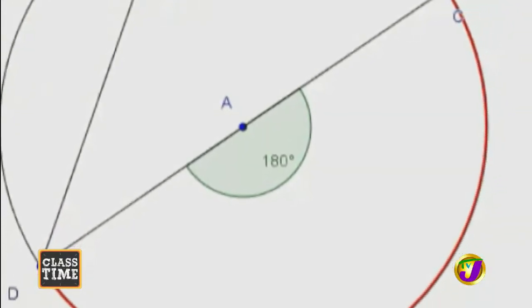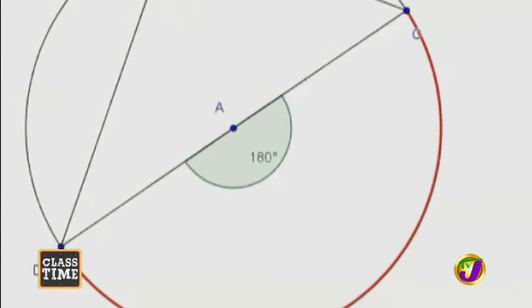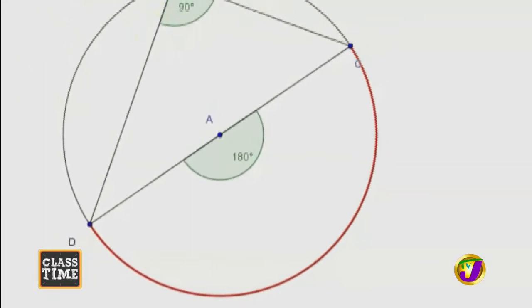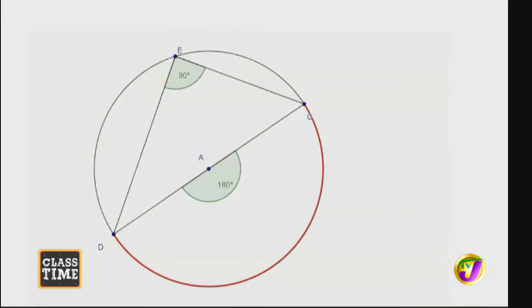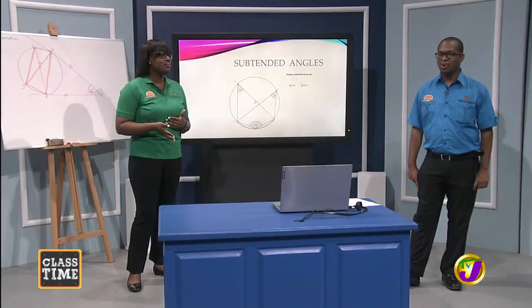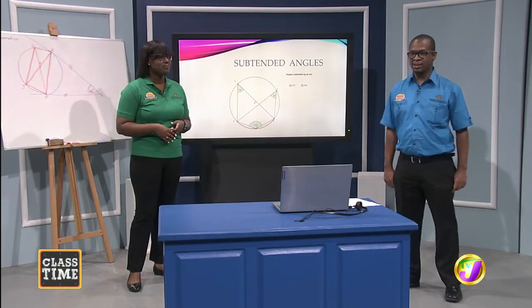Yes, I'm seeing that the angle at the center of the circle is 180 degrees and the angle at the circumference is half its value, which is 90 degrees. All right, so did we look at another theorem? Yes, we went on and looked at the angle subtended by the same arc.